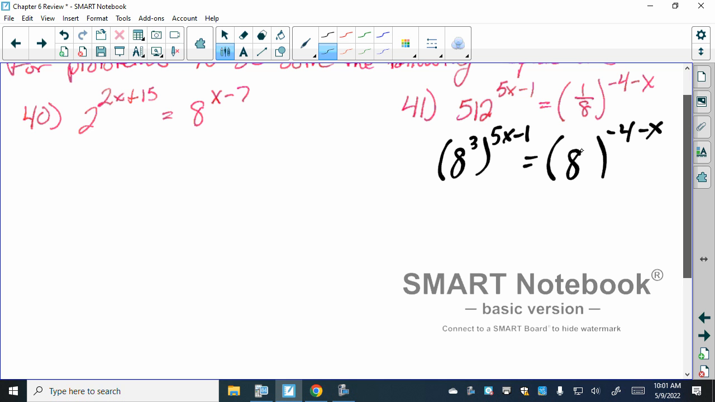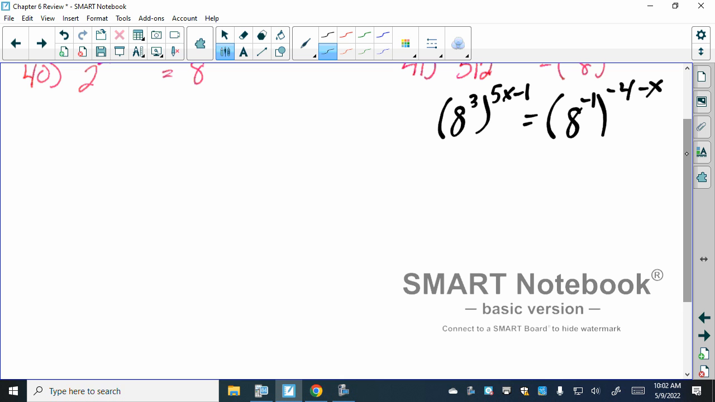On the right-hand side, we can move the 8 to the numerator, but anytime we do that, we have to make the exponent negative. We change the sign from positive to negative or negative to positive. Since it was just 8 to the first, we move it up, it's 8 to the negative 1. Now we can distribute our exponents. 3 times 5x is 15x. Minus negative 1 times 3 would give us negative 3. On the other side, we're going to multiply both the negative 4 and negative x by negative 1, which will just give us x plus 4.